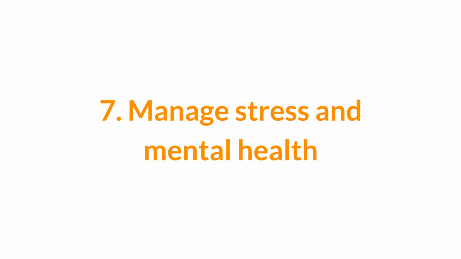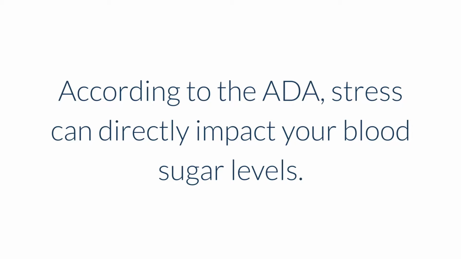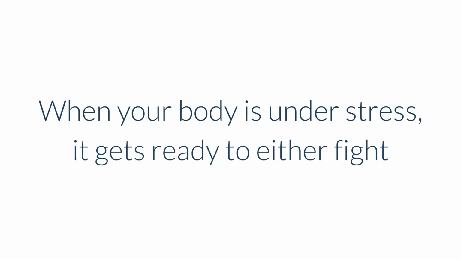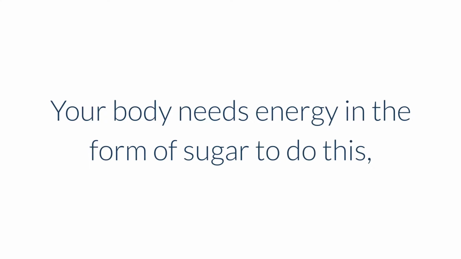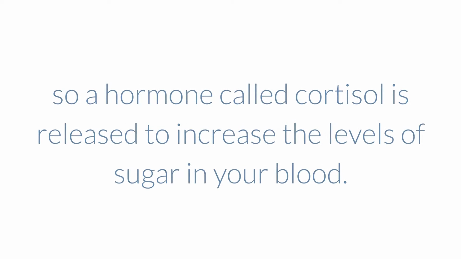7. Manage stress and mental health. According to the ADA, stress can directly impact your blood sugar levels. When your body is under stress, it gets ready to either fight or run from the source of stress. Your body needs energy in the form of sugar to do this. So, a hormone called cortisol is released to increase the levels of sugar in your body.